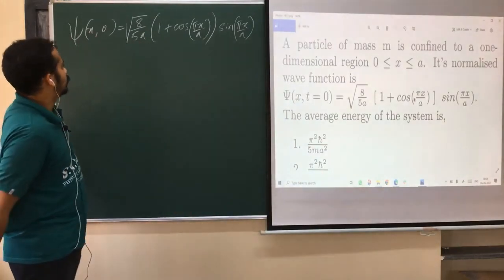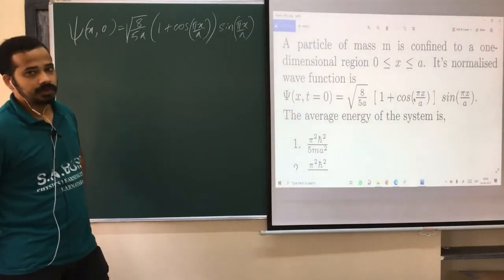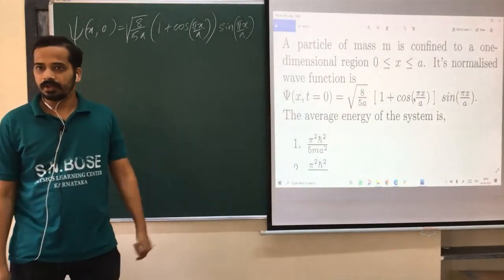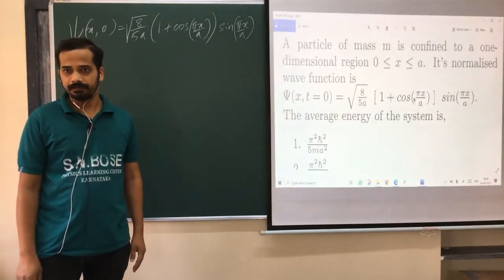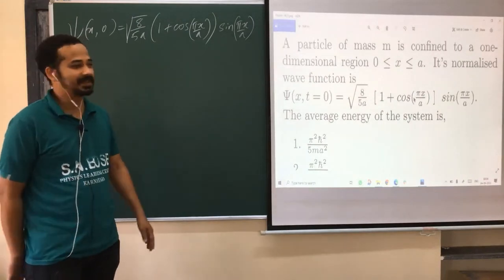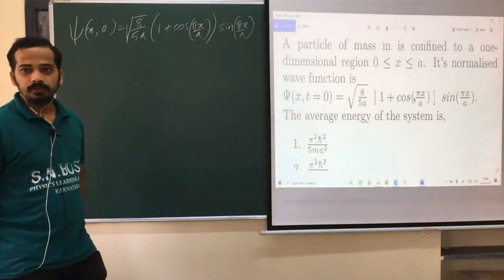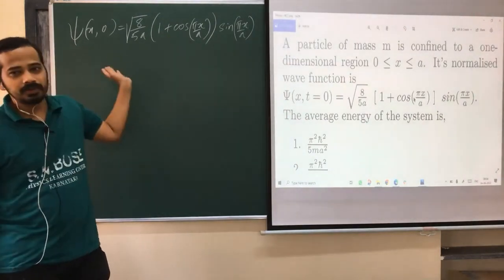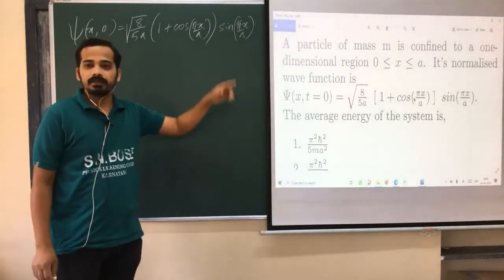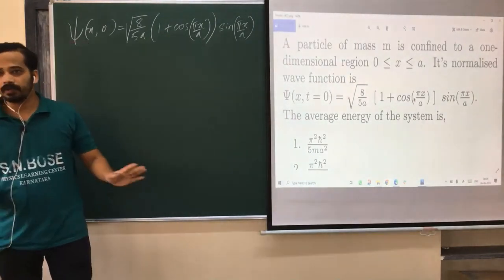Now look here. So psi of x comma 0 is given. This is not a stationary state. This is not a definite energy state. Definitely it is not a definite energy state. So this is a linear combination state, isn't it? Now what will you do? You just work out some trigonometry to write it in terms of a linear combination state. Don't go for any integral.